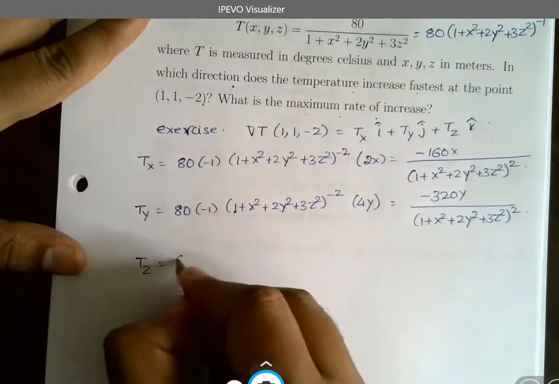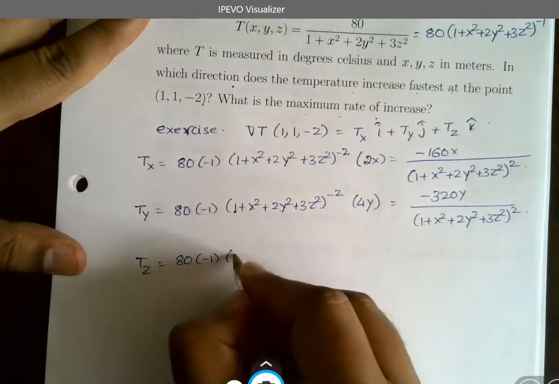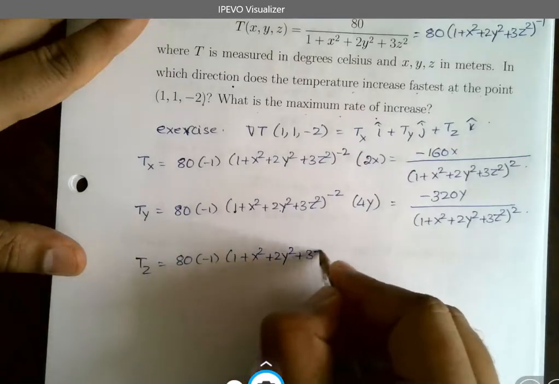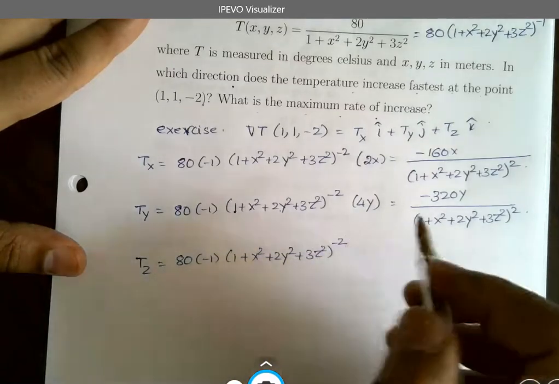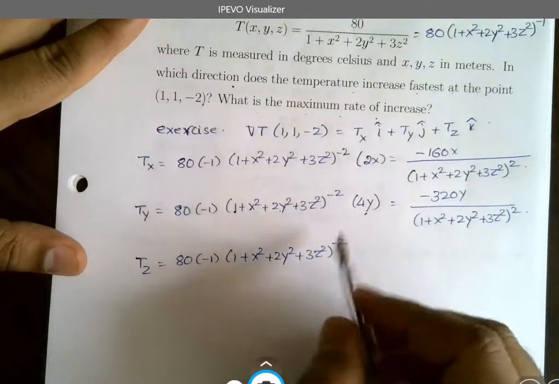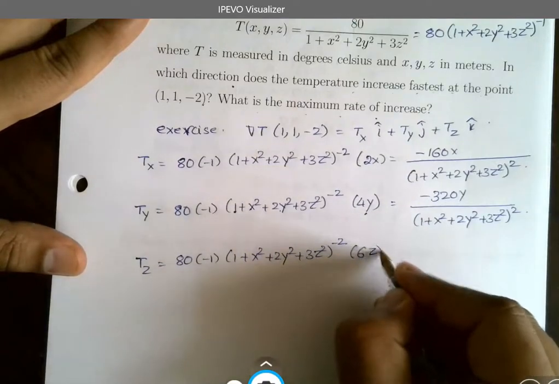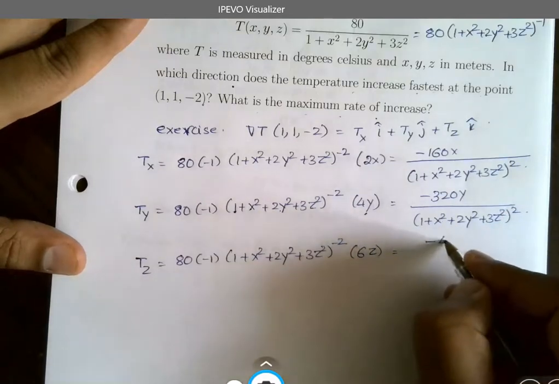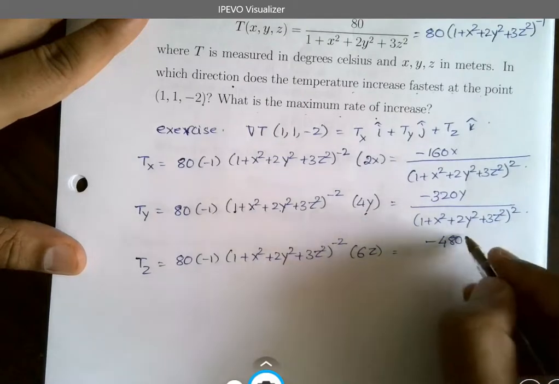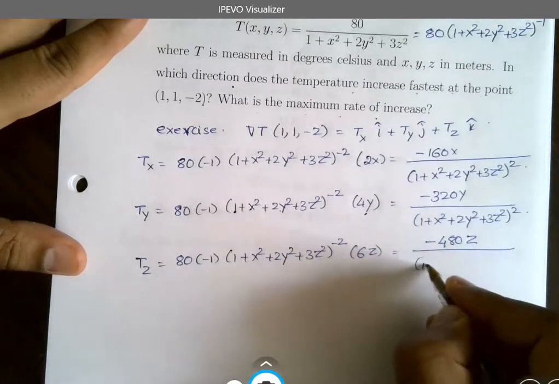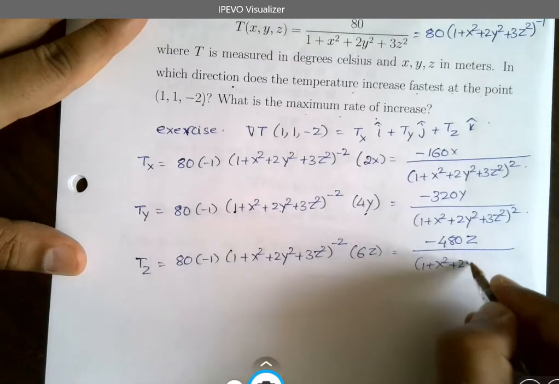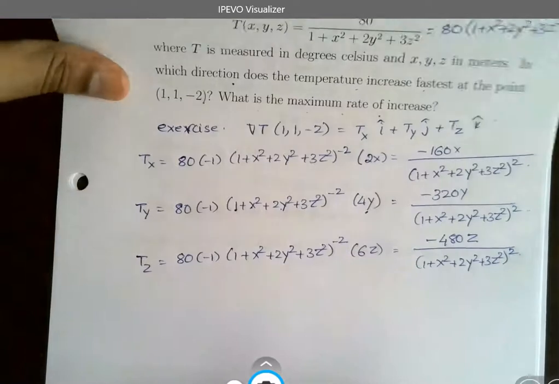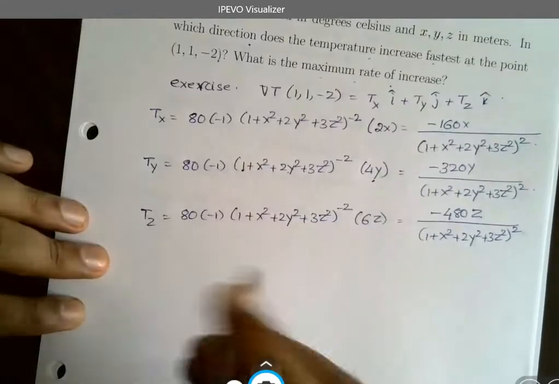Tz is going to be 80 times negative 1 times (1 plus x squared plus 2y squared plus 3z squared) to the negative 2, and now you differentiate the inside with respect to z. That's going to be 6z. So 80 times 6 is going to be negative 480, maybe? If I'm wrong, correct it, okay? Over (1 plus x squared plus 2y squared plus 3z squared) squared. Remember, this is really going to get nasty, okay?